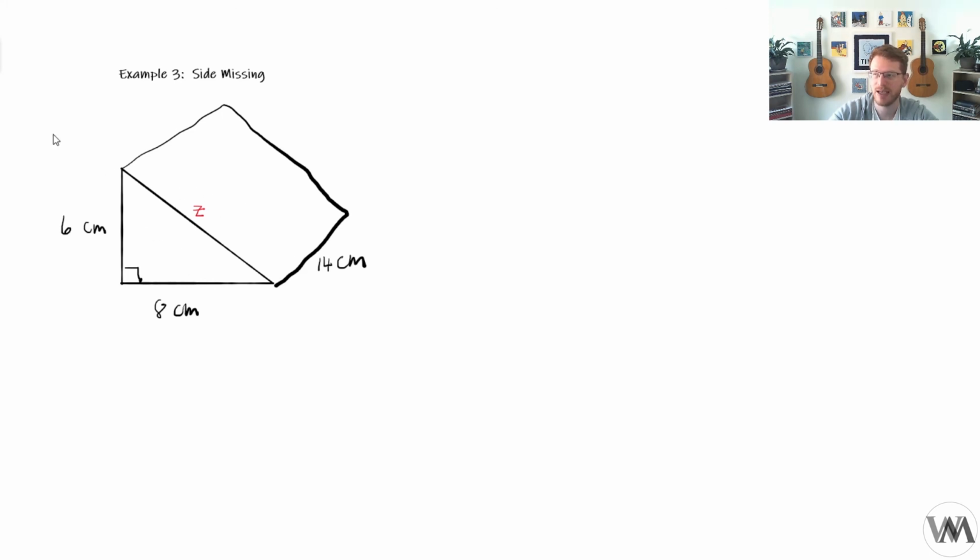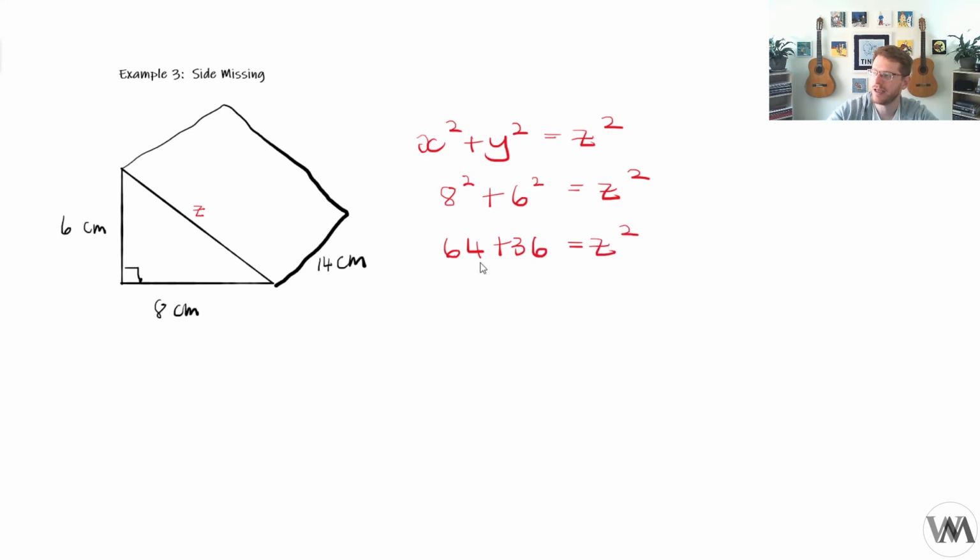And I'm going to call it z because I'm now first going to apply the theory of Pythagoras. So I'm going to say x squared plus y squared equals z squared. And now I'm going to plug in the information that I know. I know that x is 8, so 8 squared plus 6 squared equals z squared. So 64 plus 36 will equal z squared. So 100 will equal z squared. z will then be the square root of 100. And that will equal 10.